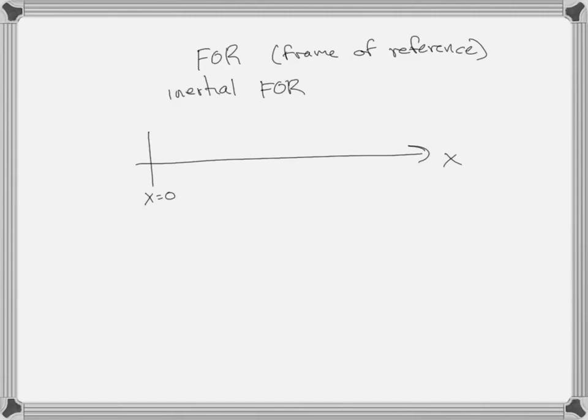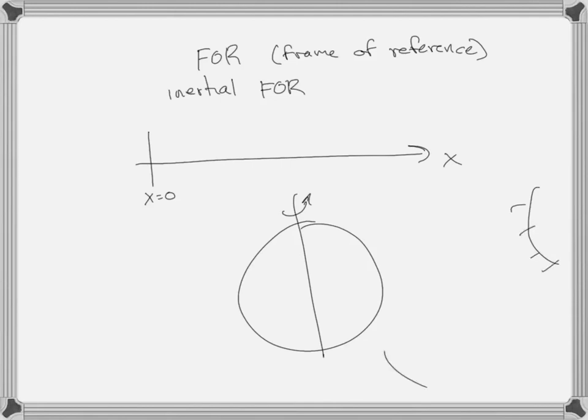It's not the Earth, because the Earth is both spinning about its axis, right? This is the Earth, it's spinning about its axis. It's also moving around the sun, right? The Earth is a moving frame of reference. So is the sun a stationary frame of reference?